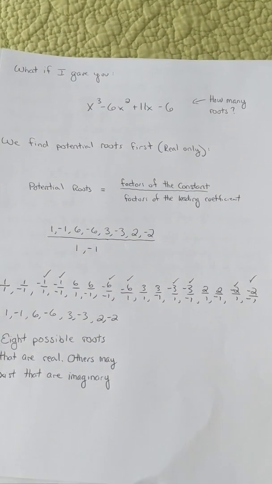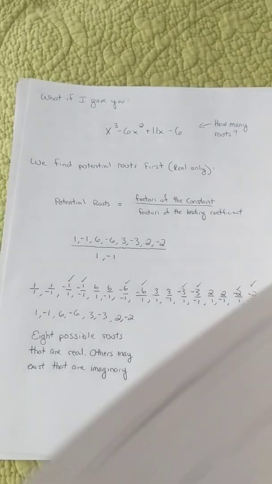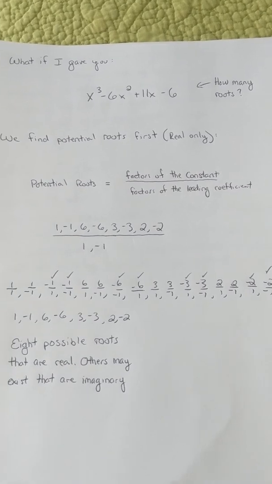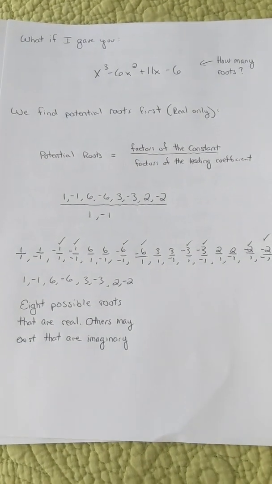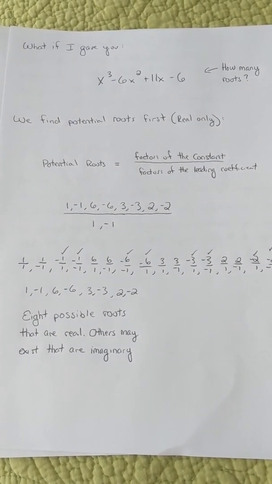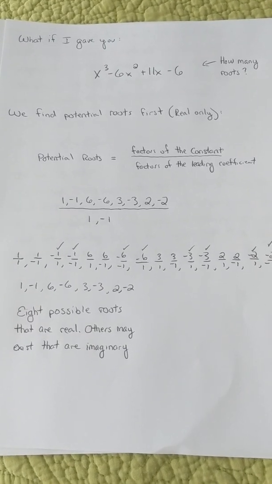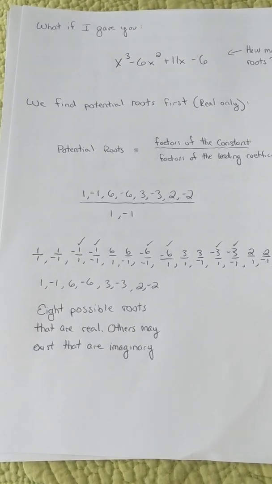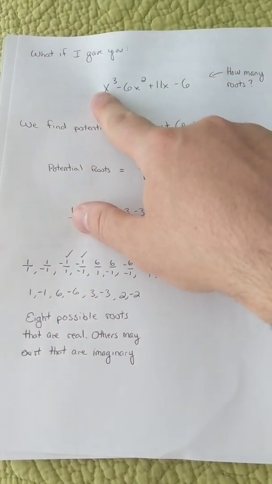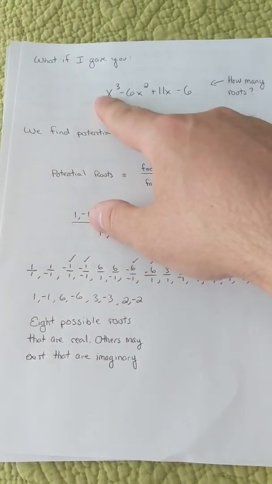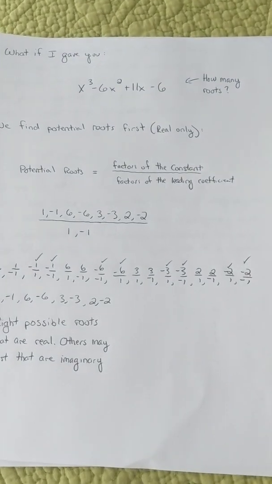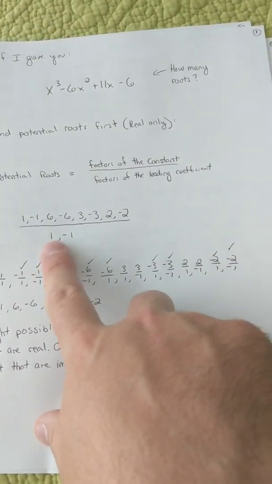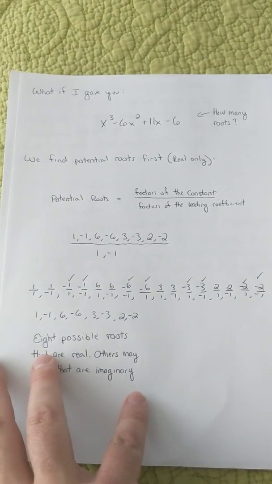Now, what if I gave you this cubic polynomial? First of all, how many roots does it have? Well, since it's a cubic, I know it has 3 roots. So the first thing we're going to do is find the potential roots first. To do that, we're going to take the factors of the constant and divide it by the factors of the leading coefficient. Now this one's going to be easy because the leading coefficient is 1, so therefore I can either have 1 times 1 or -1 times -1. That's why I have the positive and the negative.